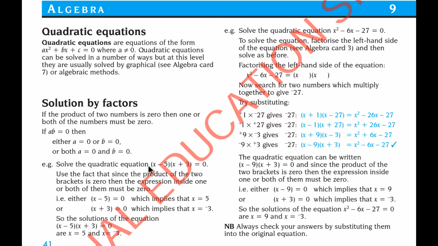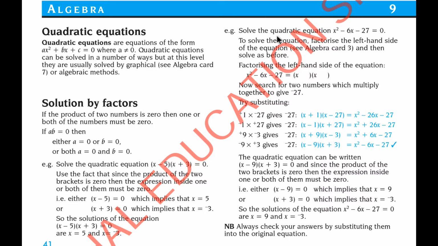Solve the quadratic equation (x - 5)(x + 3) = 0. What you should do is use the fact that since the product of the two brackets is 0, the expression inside one or both of them must be 0. Either x - 5 = 0, which implies that x = 5, or x + 3 = 0, which implies that x = -3. So the solutions of the equation (x - 5)(x + 3) = 0 are x = 5 and x = -3.